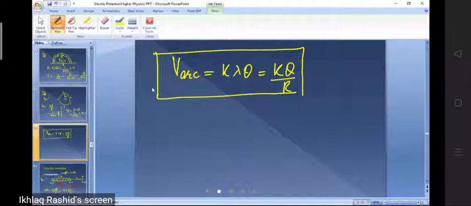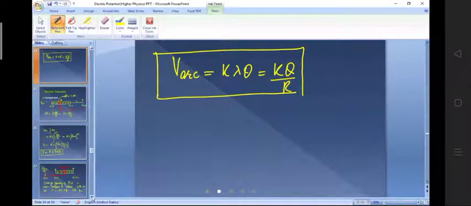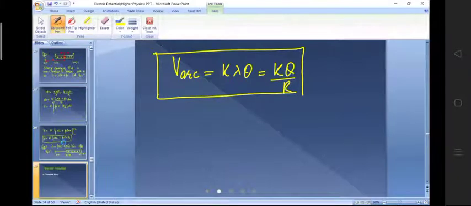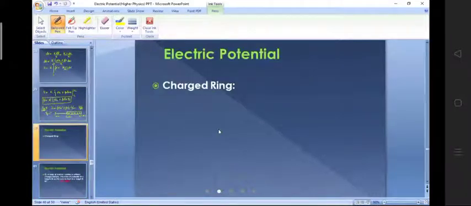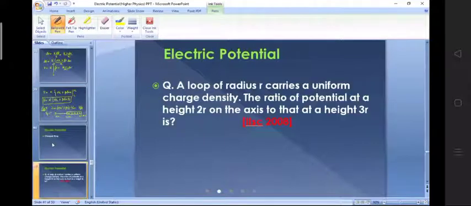So we are done with what? With the arc. If we have a semicircular or circular arc, the electrostatic potential because of the circular arc is equal to k lambda theta, or it's called kq divided by r. So enter both lambda as well as this. Okay, so we are done with this example.